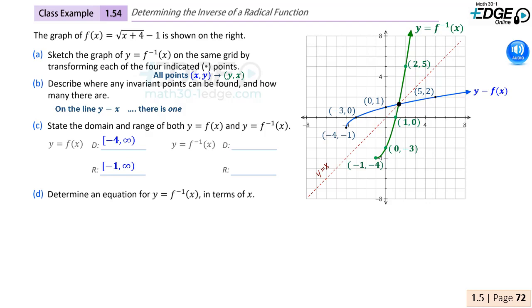Back to the domain and range. To find the domain and range of the blue graph, we simply say that we are right of and above the endpoint, which is to say our domain is from -4 to infinity, and our range is from -1 to infinity.